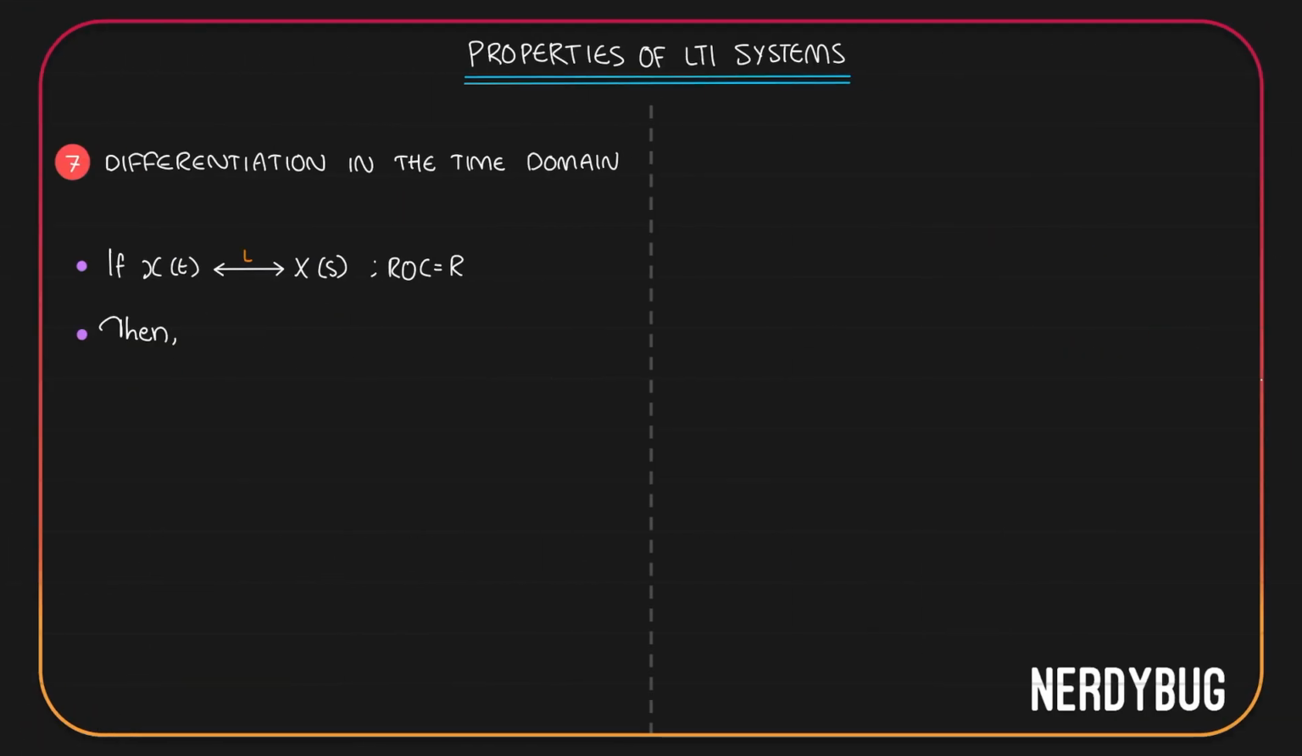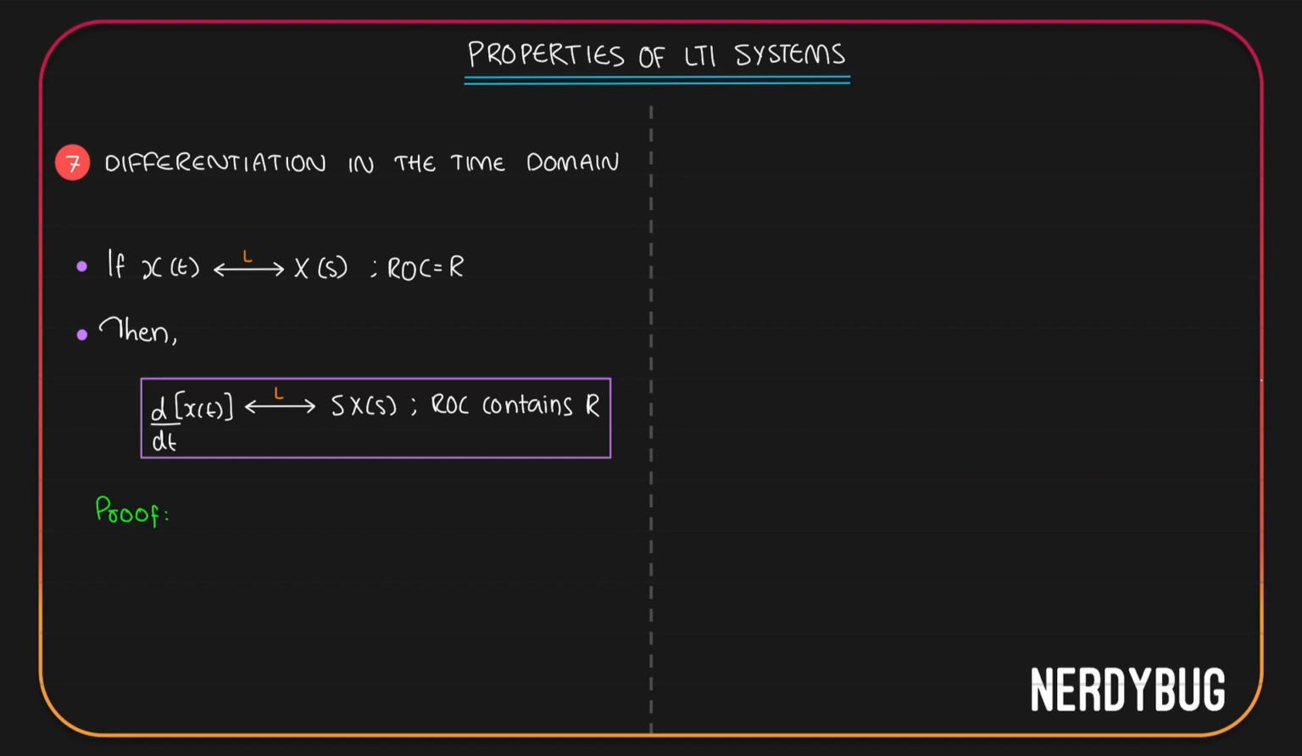The next property we have to learn is differentiation in the time domain. Assume you have a signal x of t. Its Laplace transform is x of s and ROC is R. Then according to this property, Laplace transform of d by dt of x of t is going to be s x of s and ROC contains R.